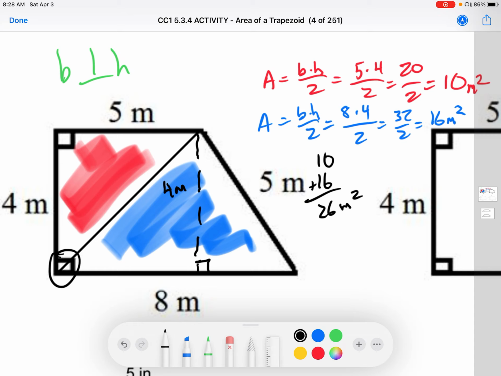Now, why in the world would I change that base and height from up here? It's because I want you to start to recognize that the height of the two triangles will be the same. The height of the two triangles will be the same. All right, let's scroll over.